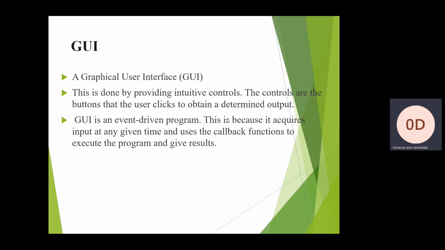Next, what is GUI? GUI means graphical user interface. It is a pictorial interface that allows the user to use an application without understanding the language. This is done by providing intuitive controls. The controls are the buttons that the user clicks to obtain a determined output. GUI is an event-driven program. This is because it acquires input at any given time, and uses the callback function to execute the program and give the result.